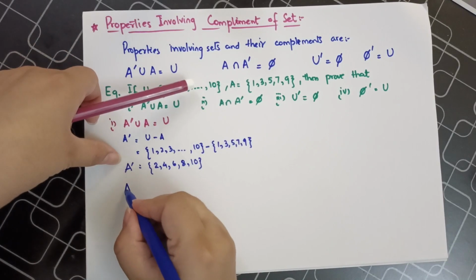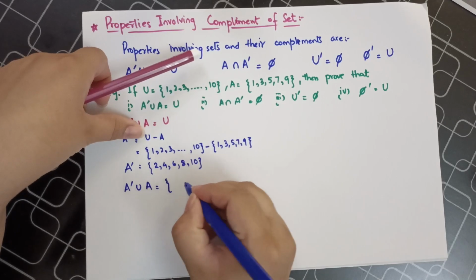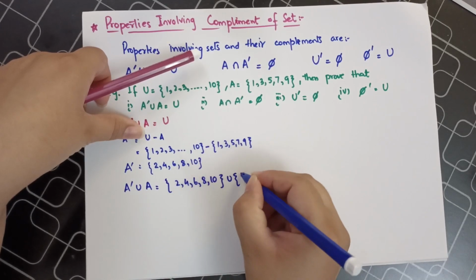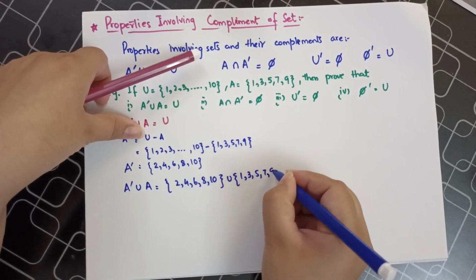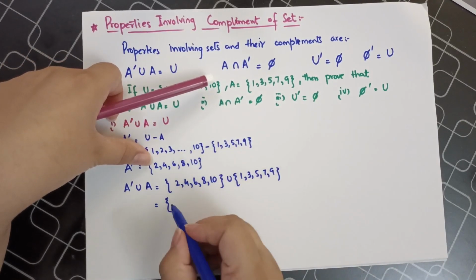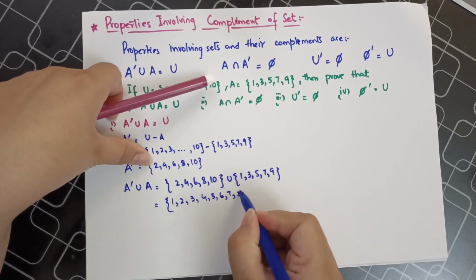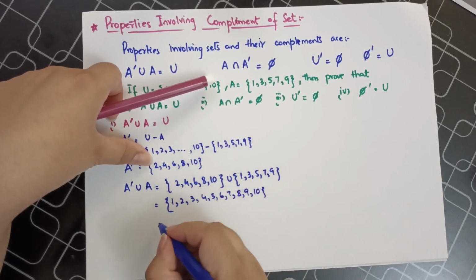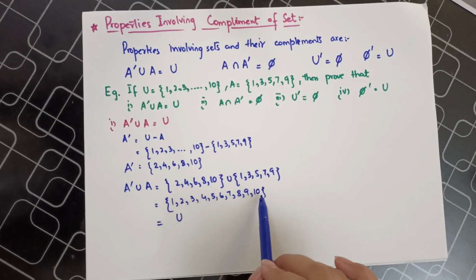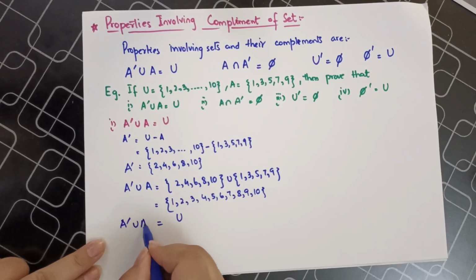Now, when we take the union of the complement and the set itself, see what happens. 2, 4, 6, 8, 10 union 1, 3, 5, 7, 9. Here you see that when we combine them, it goes like 1, 2, 3, 4, 5, 6, 7, 8, 9, 10, which is equal to the universal set. These are all the elements which are present in the universal set. So A complement union A is equal to U.